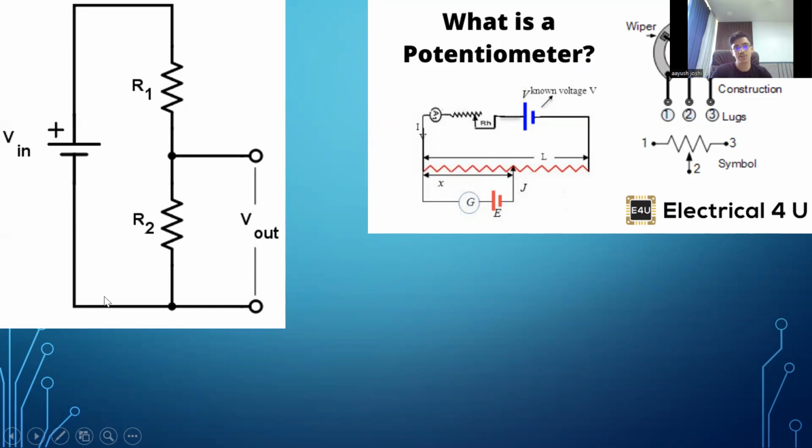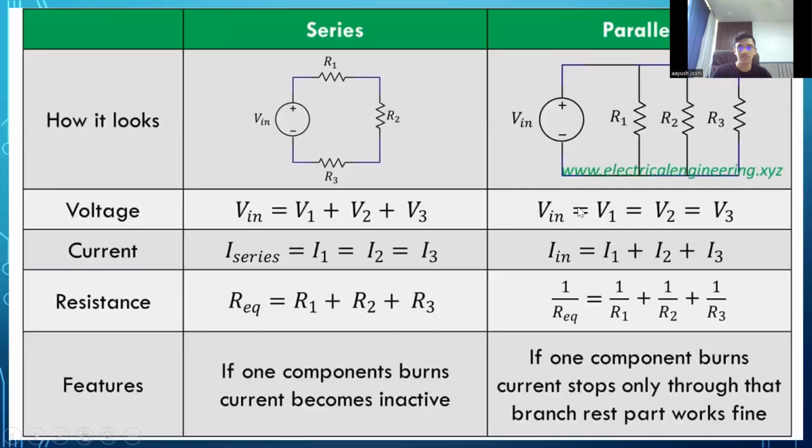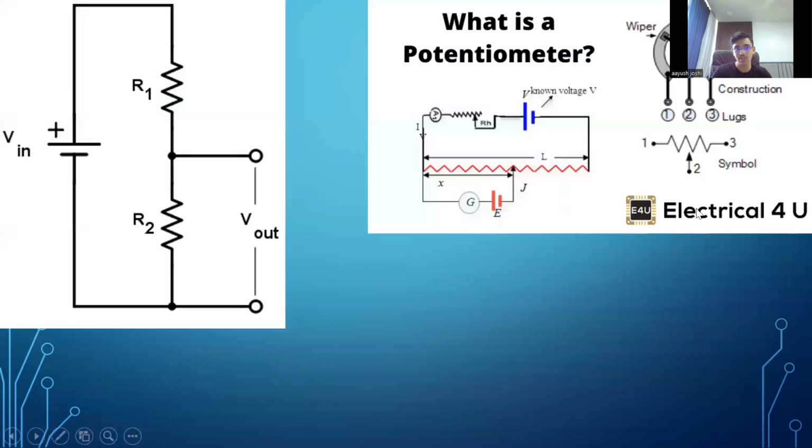You cannot use your regular one. You cannot assume that V in is equal to V1 plus V2 plus V3 just because it's in parallel, because there's a resistance connected in series as well, so you need to take that into account. So this kind of question can be really tricky, but much easier when you get a hang of it.